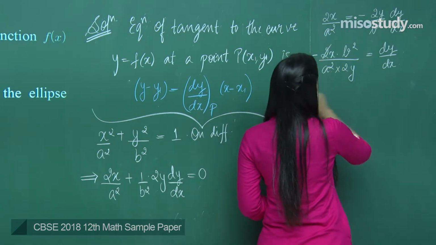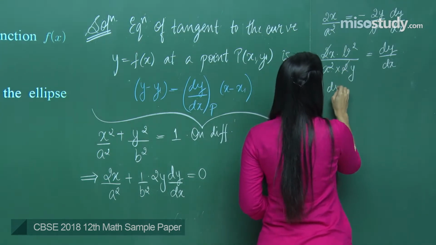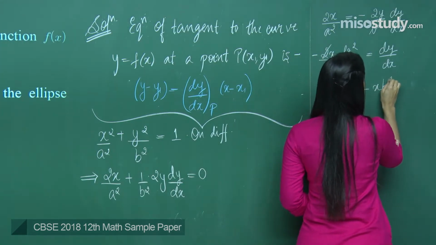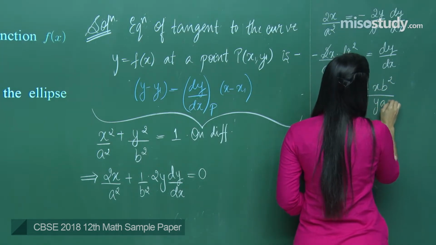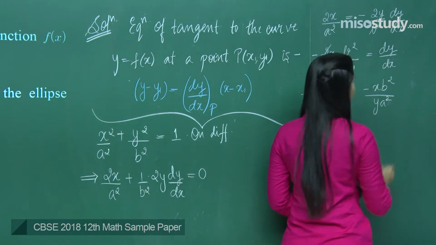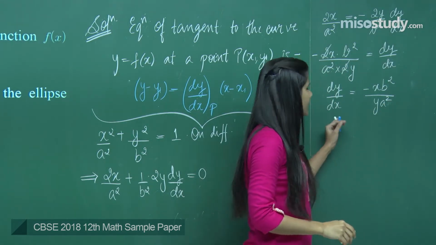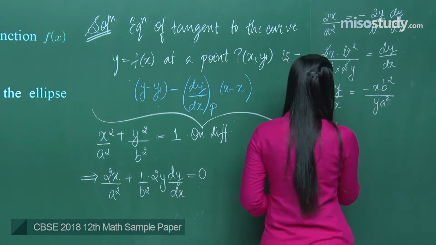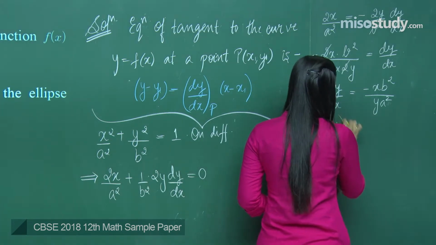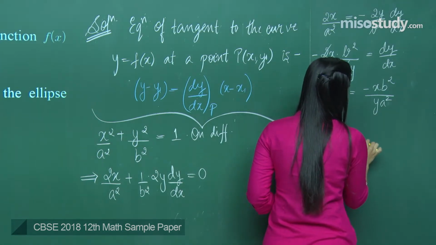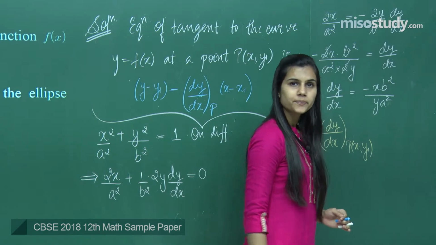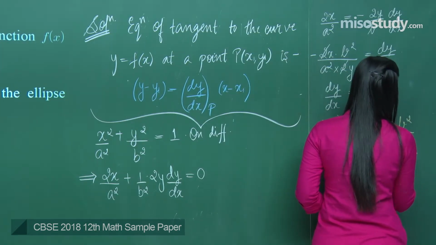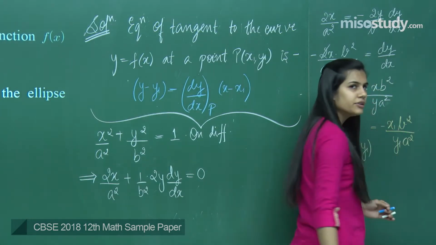In a more simplified manner, this 2 gets cancelled. You have dy by dx is equal to minus x b square upon y a square. This is your general dy by dx for any y, any x. So what is your dy by dx at point P, say that is x1 comma y1? It will be minus x1 b square upon y1 a square.